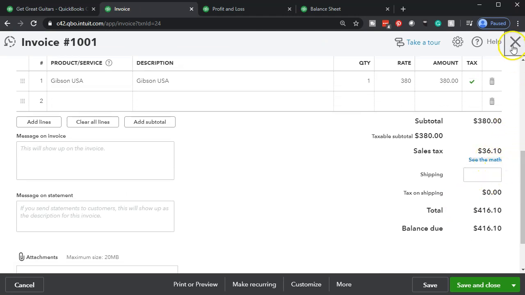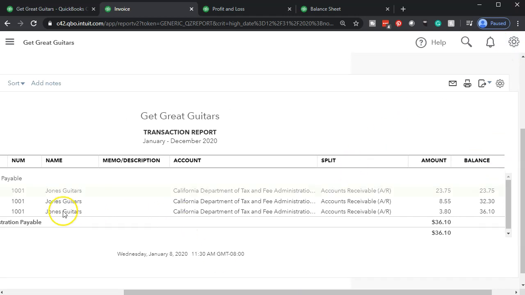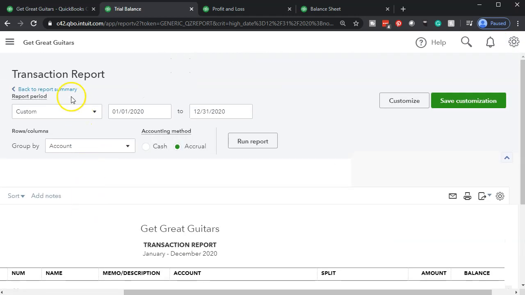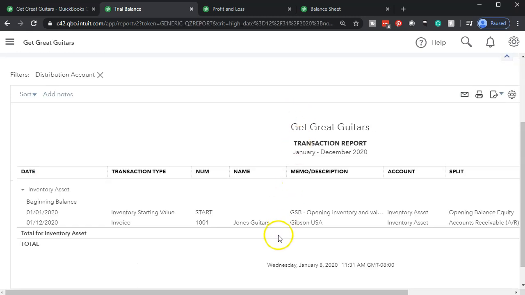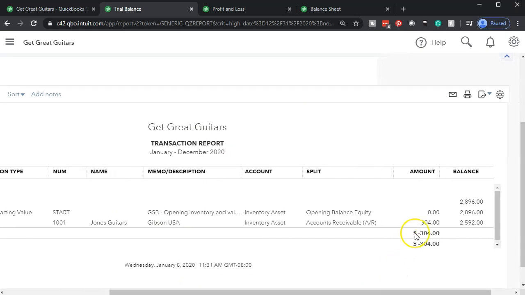Okay, so you would think we'd be done there, but we're not, because there's also the inventory that went down. So the inventory went down, and that's going to be here on the inventory. Let's check that out. Let's go into inventory. It should have decreased. So here's the invoice. It's decreasing the inventory by the 304.